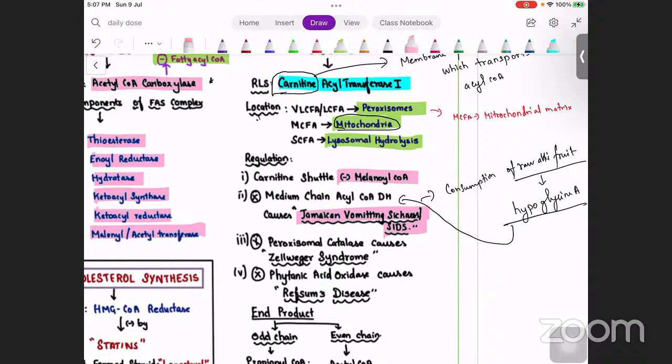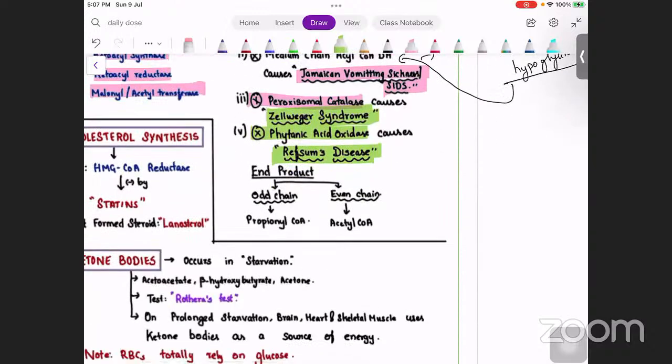Then you have peroxisomal catalase deficiency. Peroxisomal catalase deficiency could cause Zellweger syndrome, and absence of phytanic acid oxidase could cause Refsum's disease.